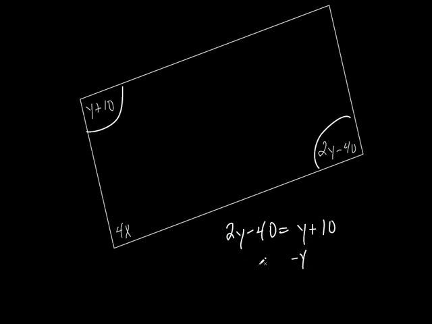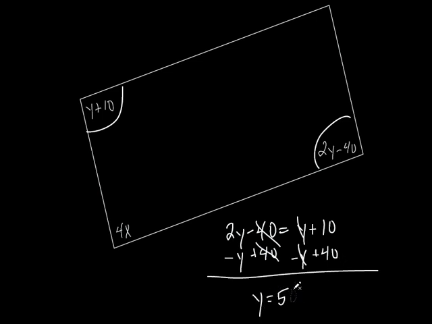So let's do this. We subtract a y from each side, so that cancels out. Let's do this in the same step. Let's add a 40 to both sides. Everybody okay with that? 2y minus y is y, and 10 plus 40 is 50. So y is equal to 50. But now what do we have to do? We've got to find x. So let's plug it in.